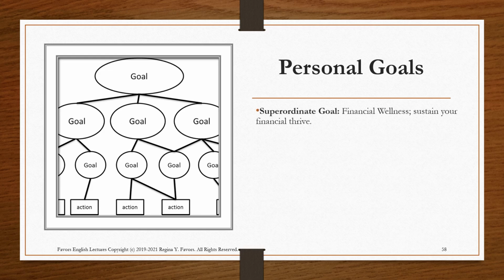Personal goals. So the dominant goal would be financial wellness. You want to sustain your financial thrive. And this should be a dominant goal for everybody. Some people think that the dominant goal is to be married, or to have a house, or to go on vacations every year, something like that. Save some money every year for vacation. Really, the dominant goal under your personal goals should be financial wellness.